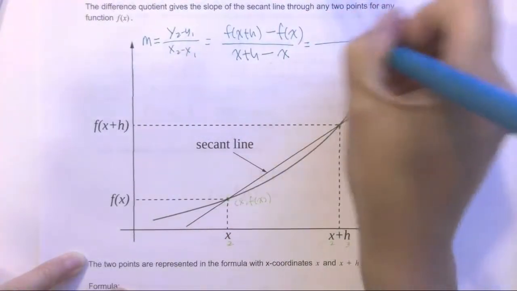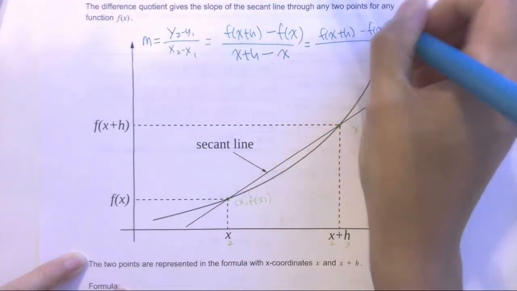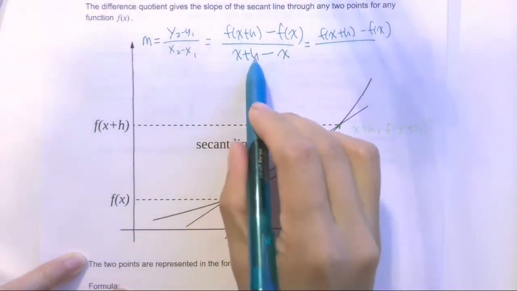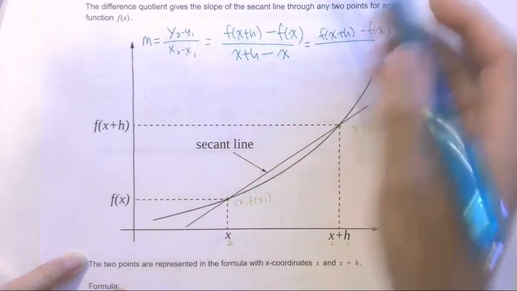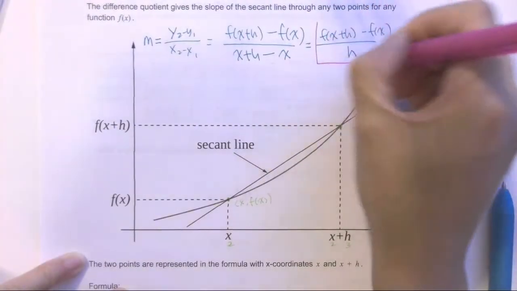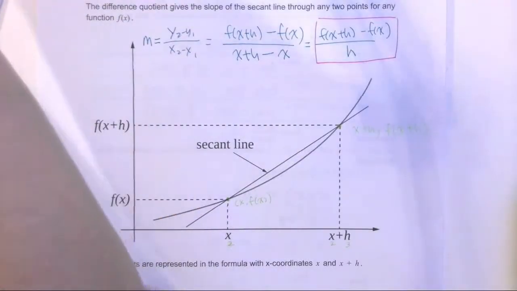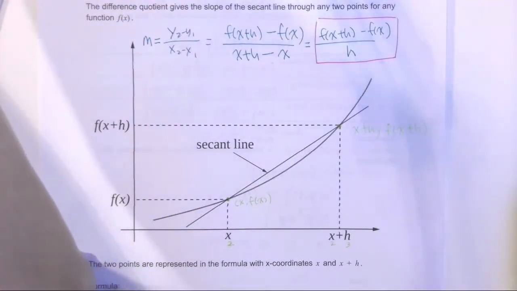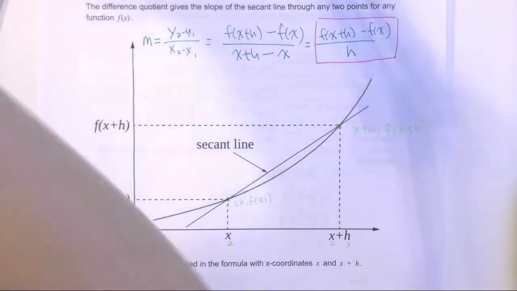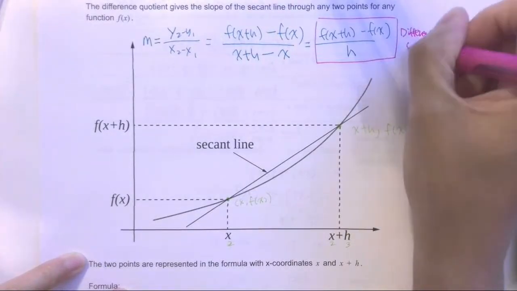So let's go ahead and simplify this. f of x plus h minus f of x over x plus h minus x. I just get x by itself, so this right here is called the difference quotient.